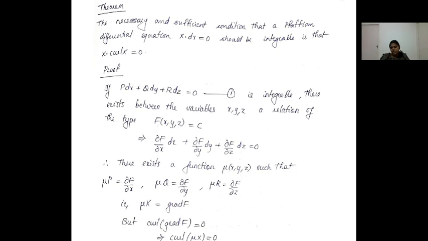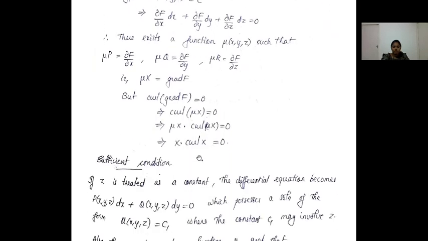And the second theorem was: if X dot curl X is equal to 0, that implies mu X dot curl mu X is equal to 0. So these two theorems will be used when you prove the sufficient condition. So we will see the sufficient condition.